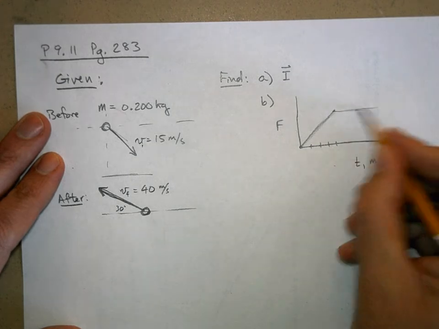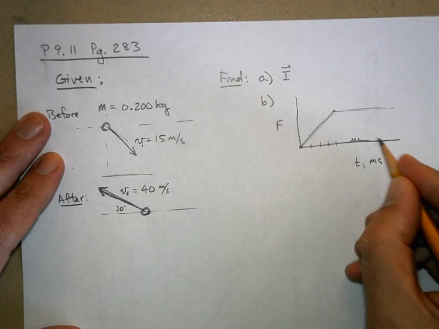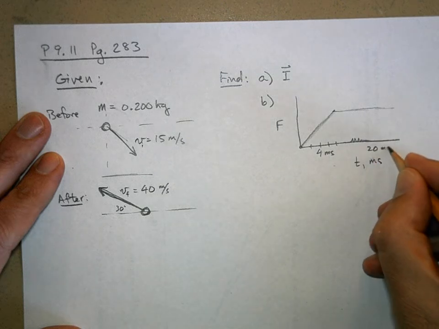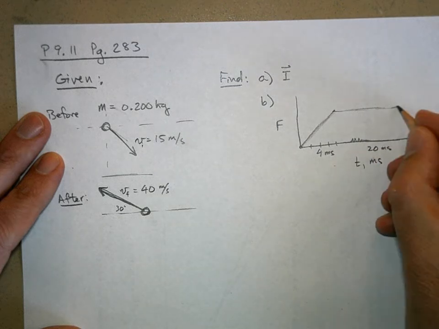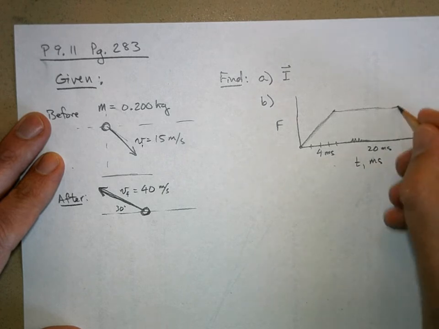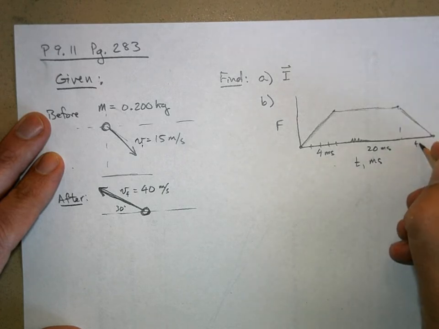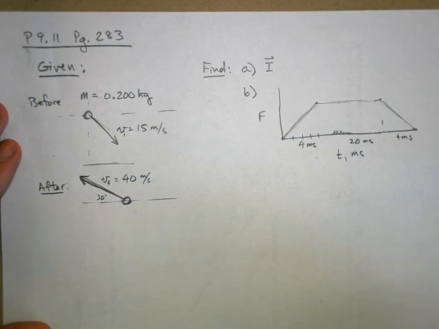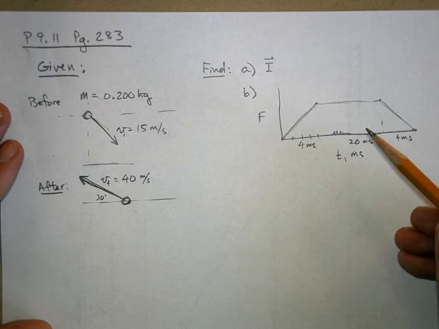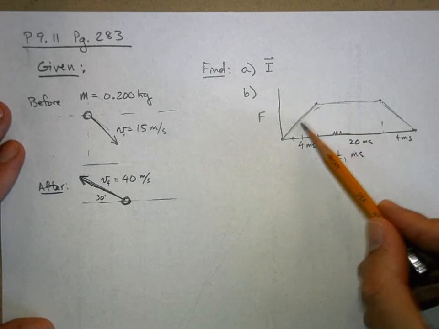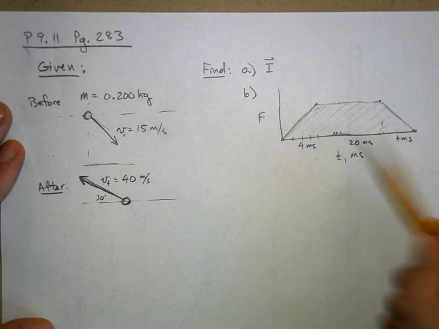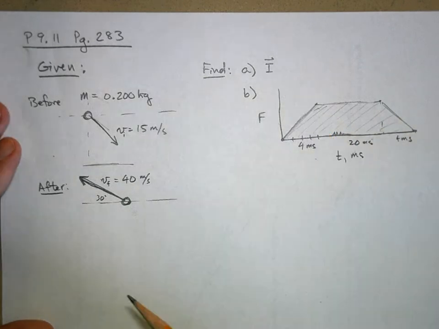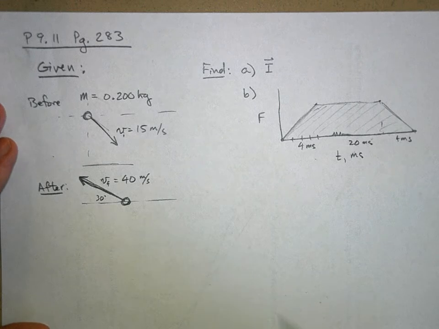Oh, I should have changed the scale. I'm just going to put a zigzag here. This is 4 milliseconds. 20 milliseconds, and then it's going to ramp back down in another 4 milliseconds. Okay, and so now the impulse on the ball is represented by the area of that. So we'll set the area equal to the impulse, and we'll solve for that force.